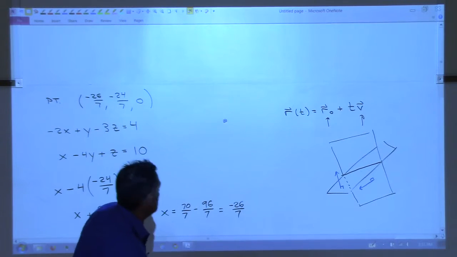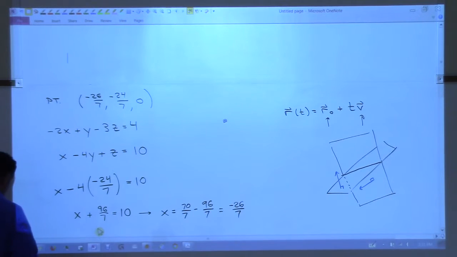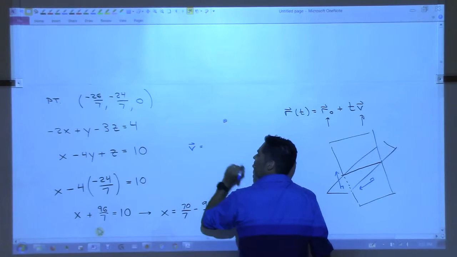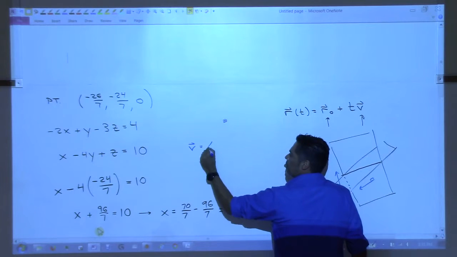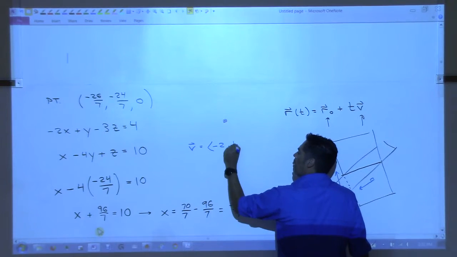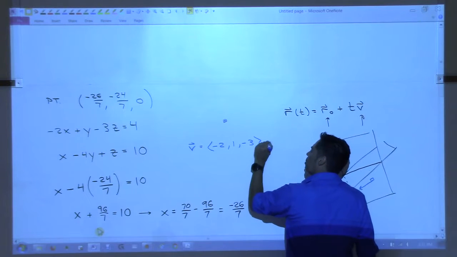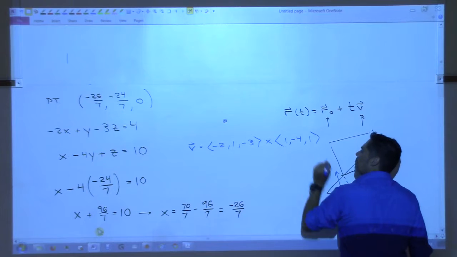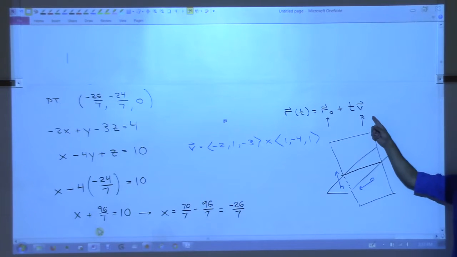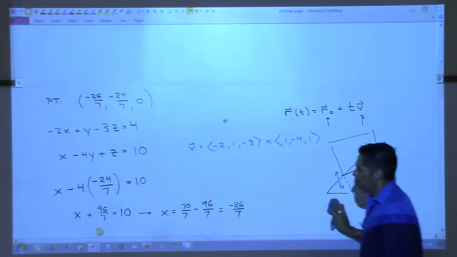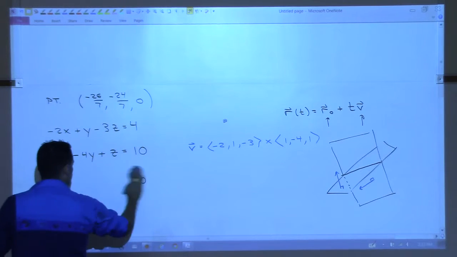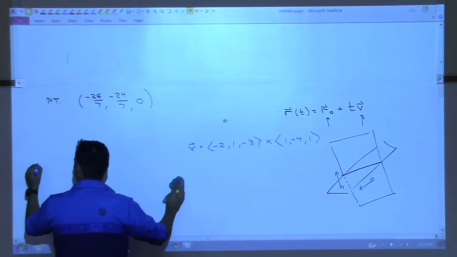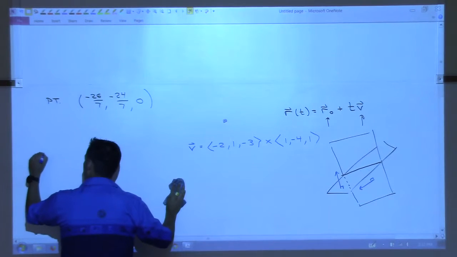Okay, so what are the normal vectors I'm going to be crossing here? My v here is going to be negative 2, 1, negative 3, crossed with 1, negative 4, 1. So I've got to cross those two vectors. That gives me the direction vector of my line. Crossing was a little more involved than dotting, so I like to write them vertically.